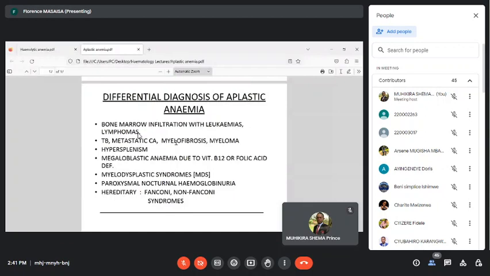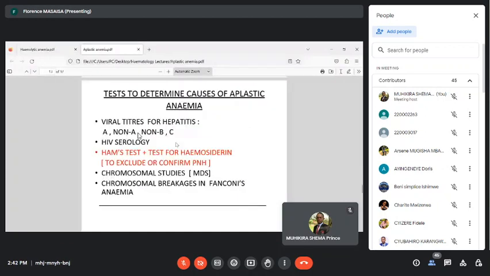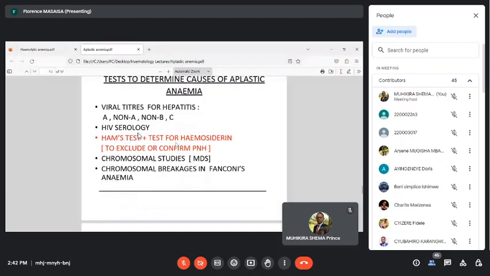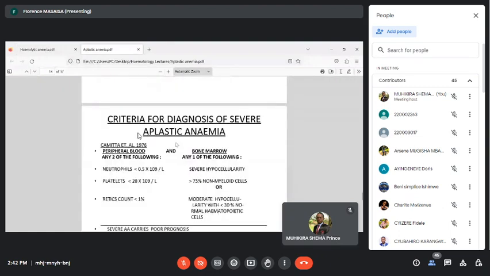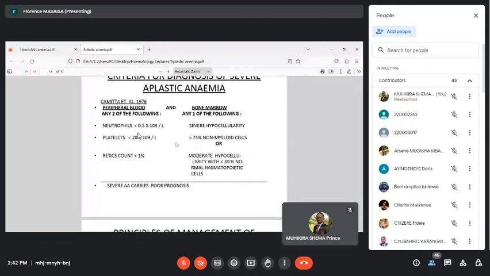Then the other is to do the chromosomal testing, and to test for the secondary causes. So also think about screening for infection, think about any medication, any exposure, and so on.